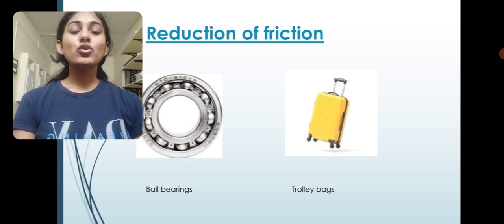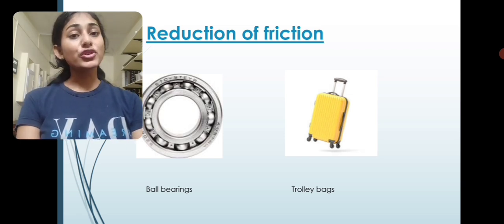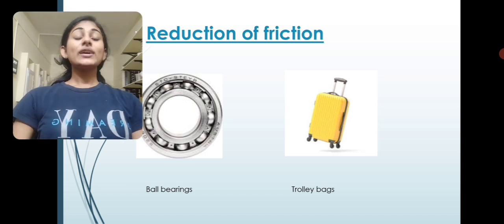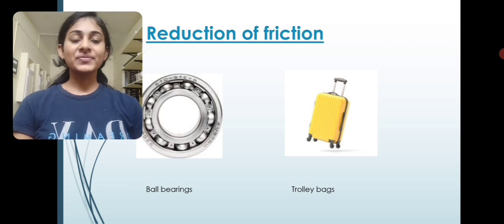So now let's move on to another topic. How can we reduce this friction? Is this friction good or bad? Yes, we can say it is good at some times and bad at other times. We can see the tires of vehicles wearing out after a certain period. What may be the reason? It is because the wheel is continuously in contact with the surface or the road and it is getting friction heat and wearing out.